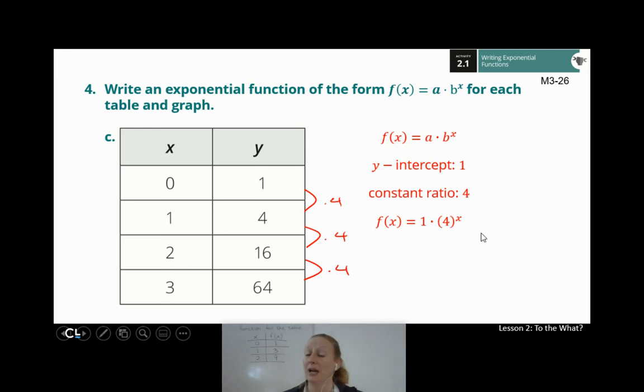Now I'm going to point out, because my y-intercept is 1, you actually could get away with writing this as f of x equals 4 to the x power, because 1 times anything is the anything, right? And so if you wrote it this way, that's fine. If you wrote it this way, that's okay too. Both ways of writing it are correct. I kind of like this because it makes my y-intercept a little more visual, right?